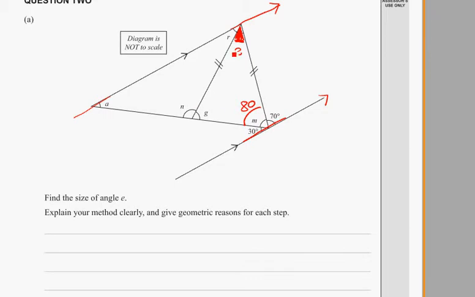This is an isosceles triangle, so this one must be 80. And then using angles in a triangle, add to 180. We've got 160, so that must be 20. Right, so now we need to write that out in a sequence of steps.